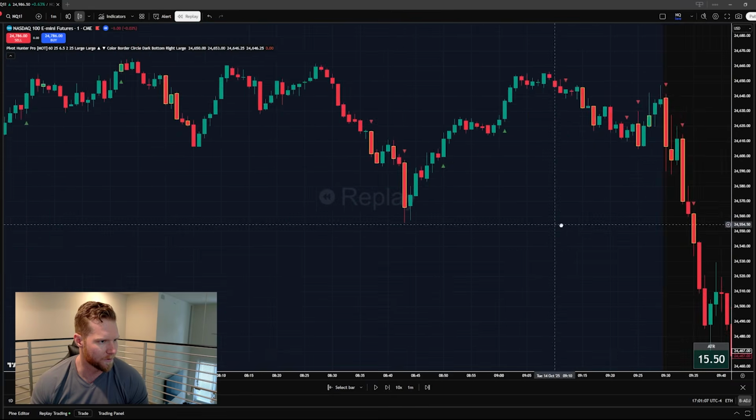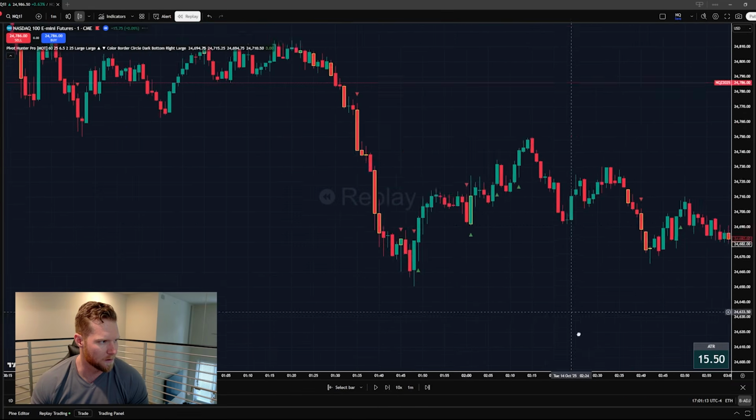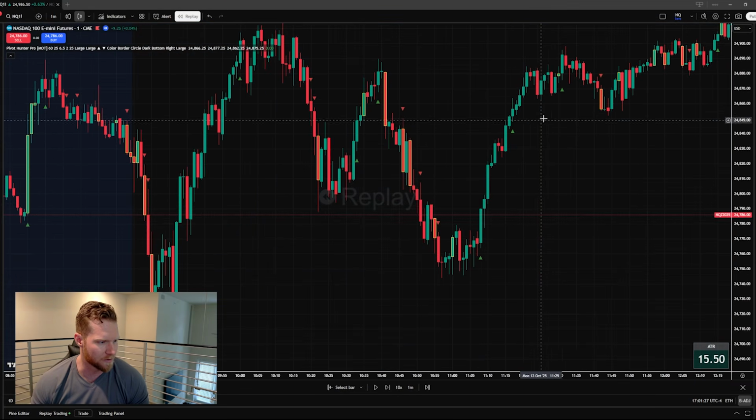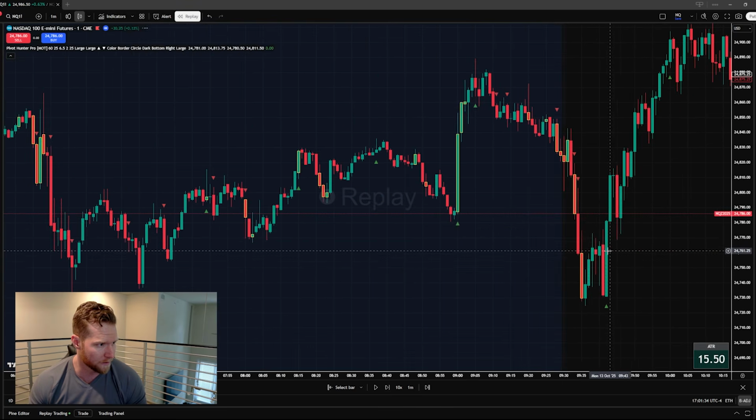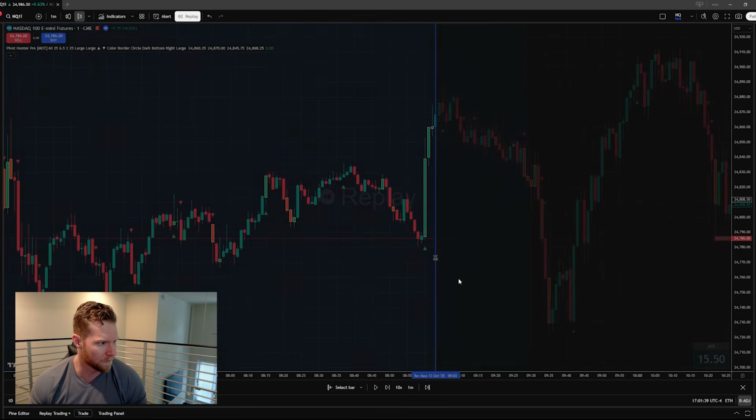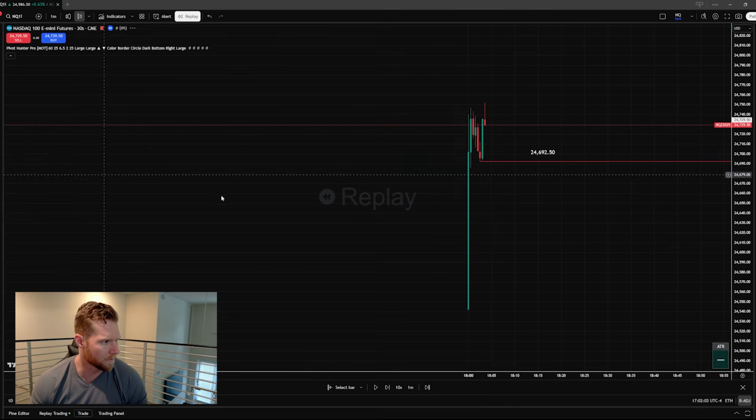Let's find something here. 330. Let's see. Some of these trades are insane. Look at these lunch trades. The lunch trades have been phenomenal. Another good trade. Let's see if here's a good example. Nope, not a good example. Not a good example. Perfect.